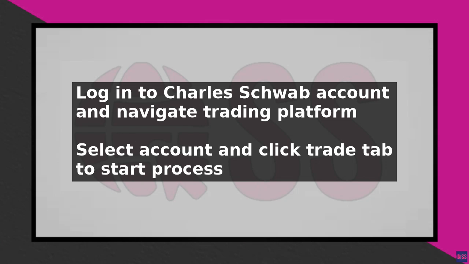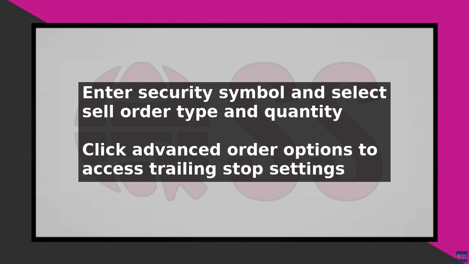Next, enter the symbol of the security you want to set a trailing stop loss for and select the order type as sell. Choose the quantity of shares you want to sell and then click on the Advanced Order options. In the Advanced Order options, select Trailing Stop as the order type.